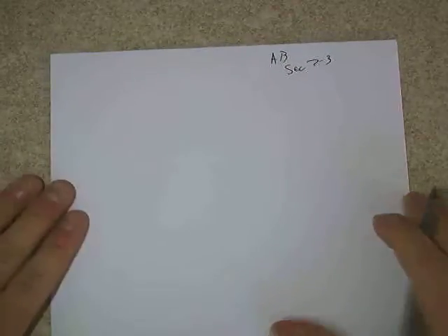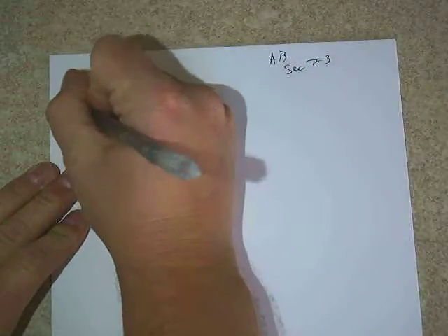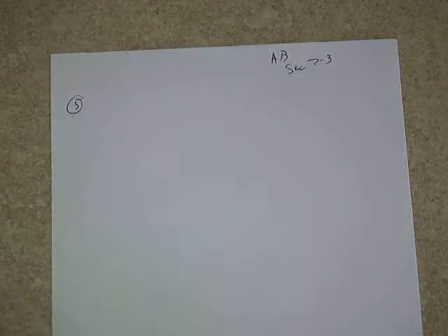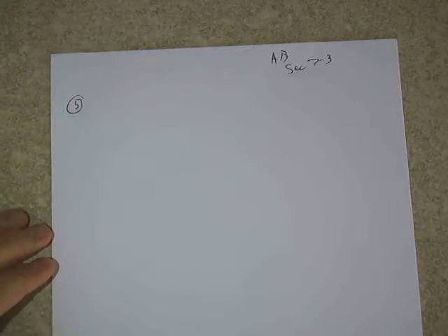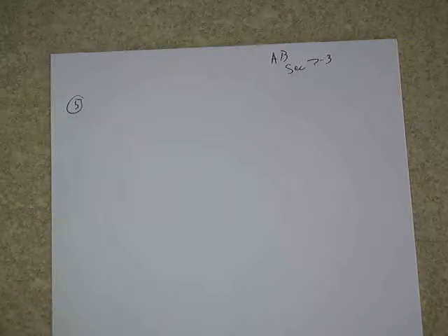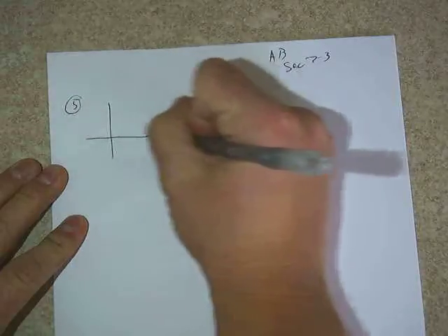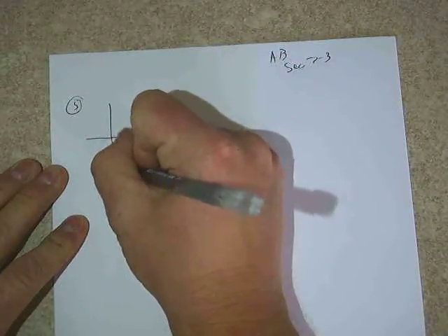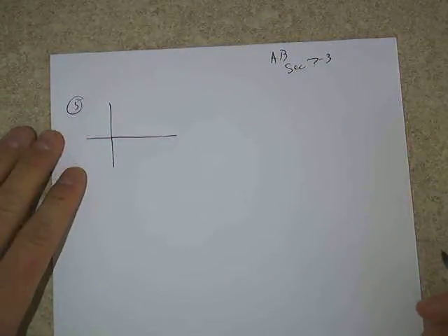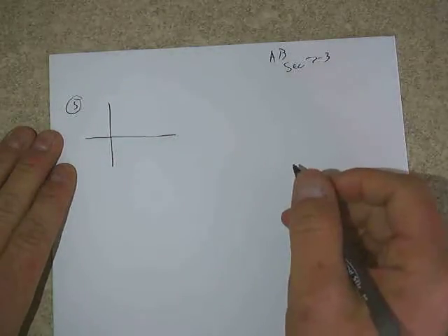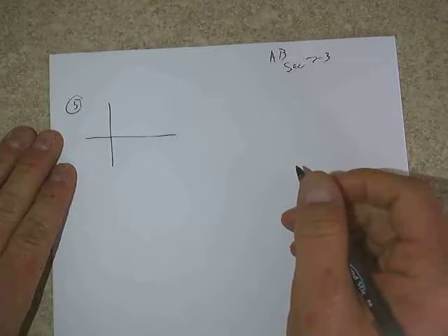Okay, so we're on section 7.3. Number 5 tells us that we have the solid between planes perpendicular to the x-axis between x equals -1 and 1. The cross-sections perpendicular to the x-axis between these planes are squares whose bases run from the semicircle. If we draw the base here, we have radical 1 minus x squared and negative radical 1 minus x squared.